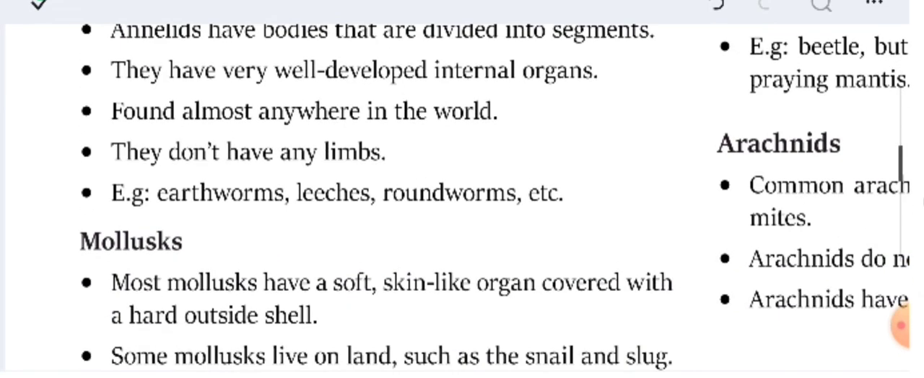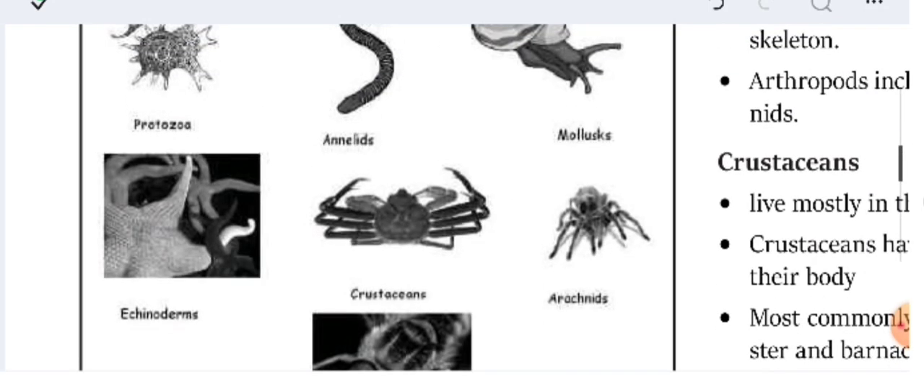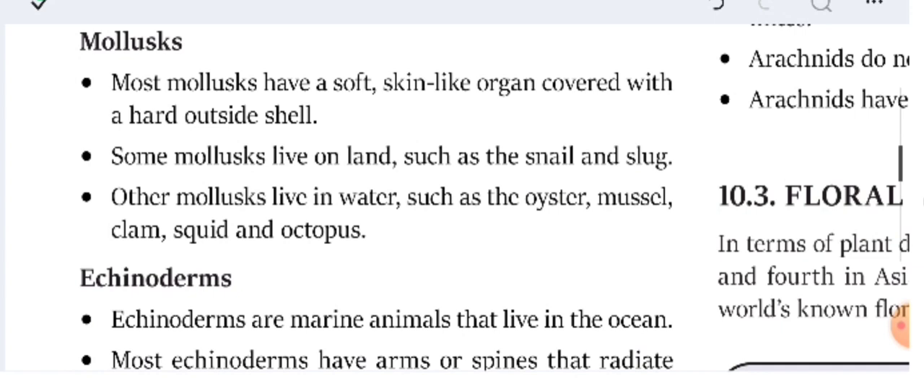Now mollusk. So most mollusks have soft skin-like organ covered with hard outer shell, right? So here you can see the mollusk. Okay, mollusks have a soft skin-like organs covered with a hard outside shell. Some mollusks live on land, such as snail and slug. Other mollusks live in water, such as oyster, mussel, clam, squid and octopus. They all are the mollusk.